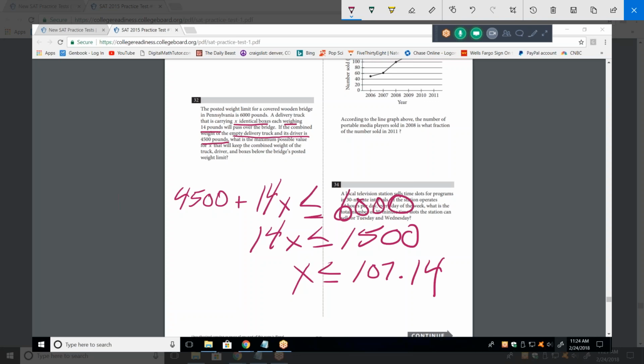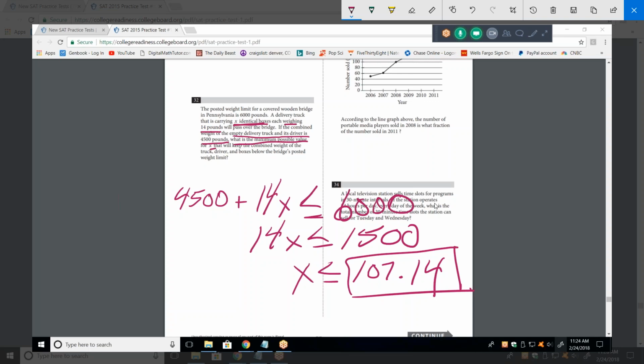107.14. Now let's look at the question. What's the maximum possible value of X that will keep the combined weight of the truck, driver, and boxes below 6,000? What's the answer? 107. Yeah. It's not this. You would get no credit for that, because you can't have fractions of a box. That's what we're looking at. X is the number of identical boxes. So the maximum would be 107.